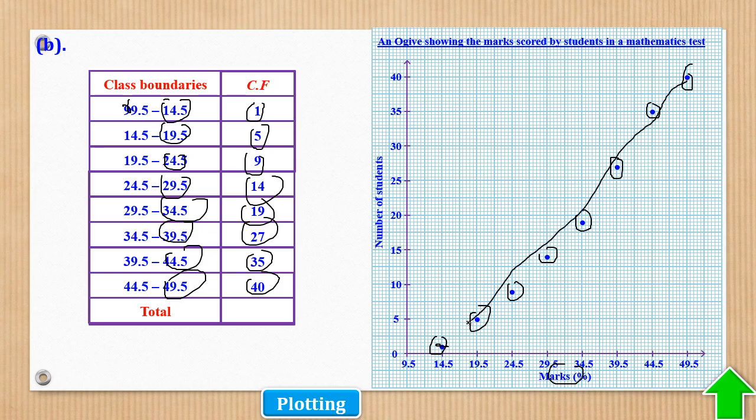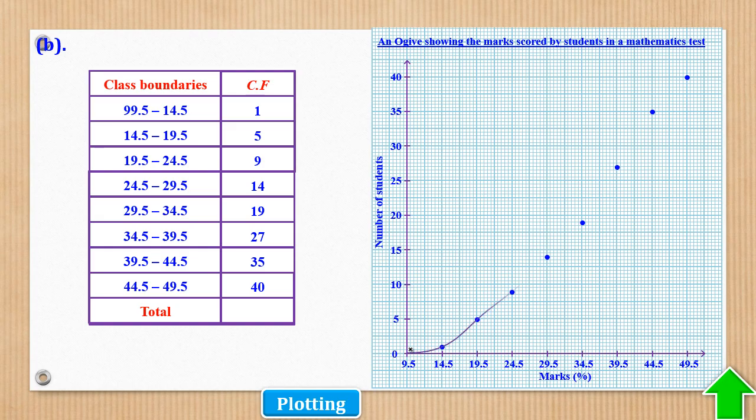Then we shall draw a reasonably smooth curve starting from the origin, starting from the lower class boundary and 0. So the lower class boundary will correspond to 0 here.